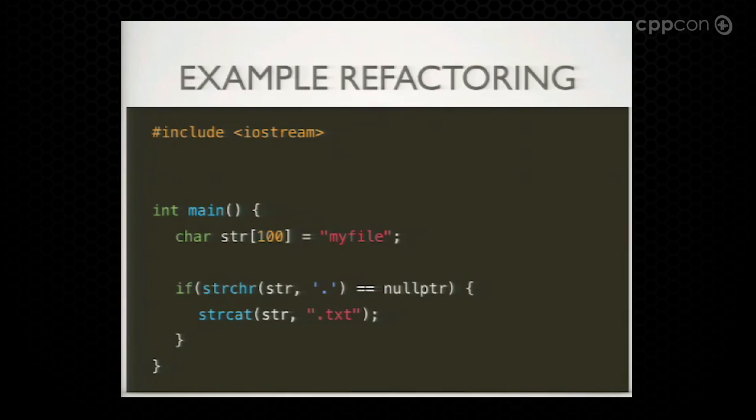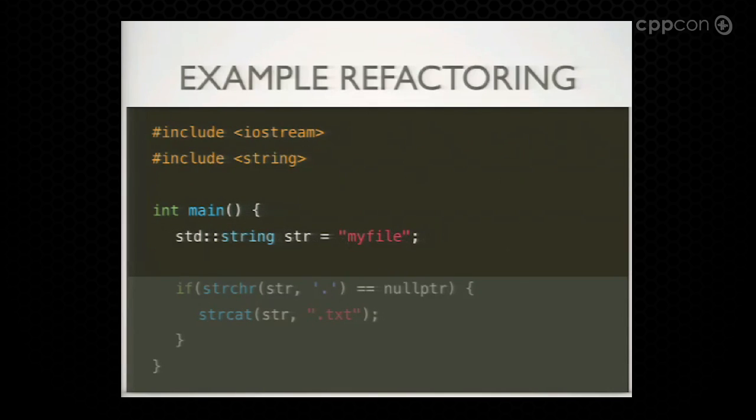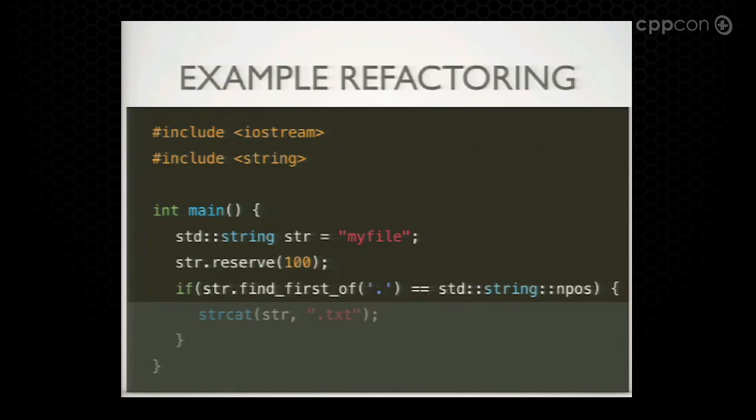And just an example, we have a string array and try to replace something there with .txt. First thing that is done by the tool is include the string header if it's not there yet. Second step, replace the definition with a standard string. Because we had a buffer with 100 elements, we will reserve that. That might be manually deleted away later on. Then the search is replaced by find first of, and you see there is something where we have to actually adjust the not found condition. It's no longer null pointer, but string npos. And instead of the concatenation, we write plus equals.